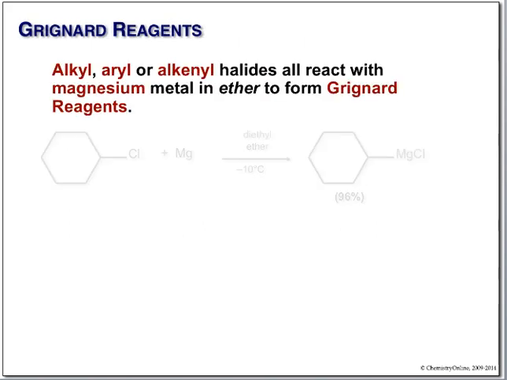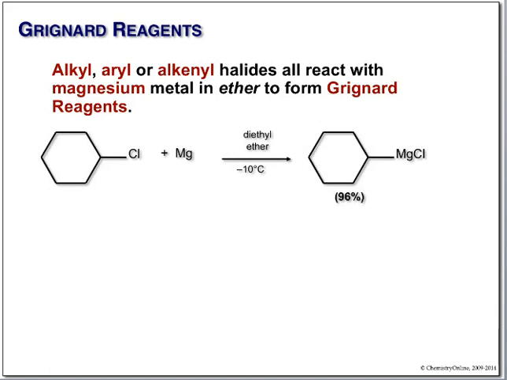All right, specifics here. Here we have chlorocyclohexane. If we take diethyl ether, keep it cold, magnesium, we wind up with essentially quantitative yield of the cyclohexyl magnesium chloride. Carbanion, the negative charge, is going to be on this carbon, and that's the carbon that's going to be the nucleophile for our carbonyl addition reactions.